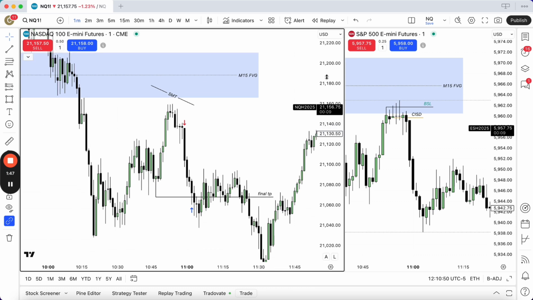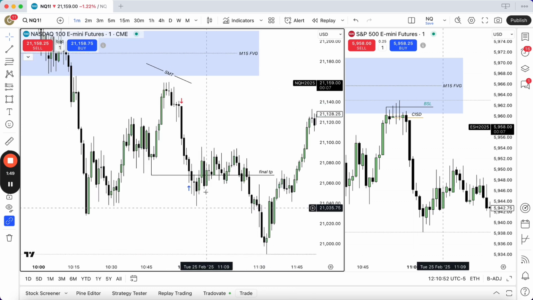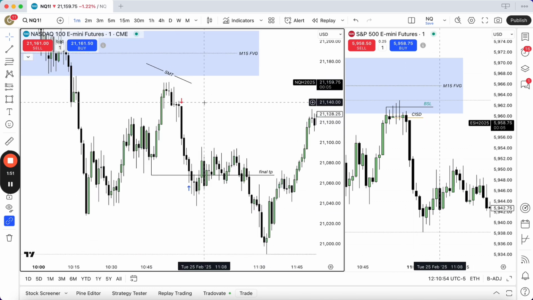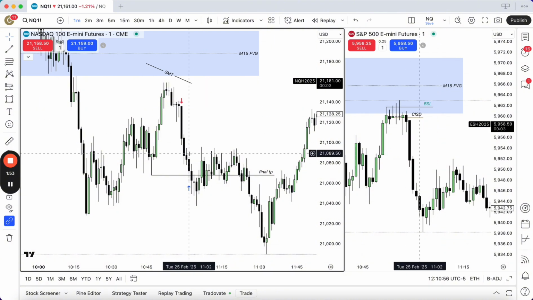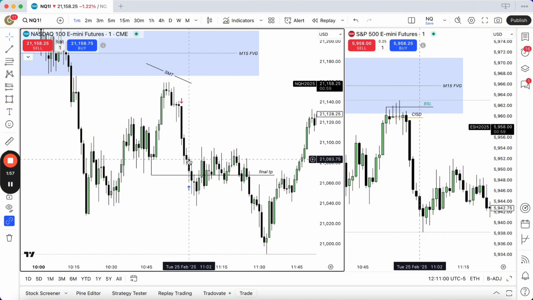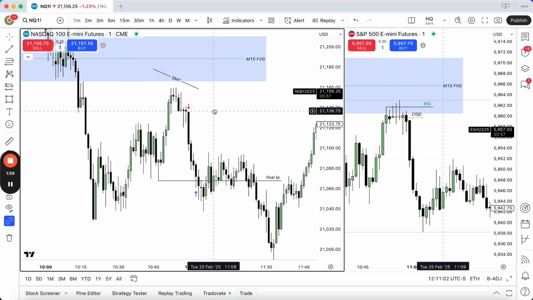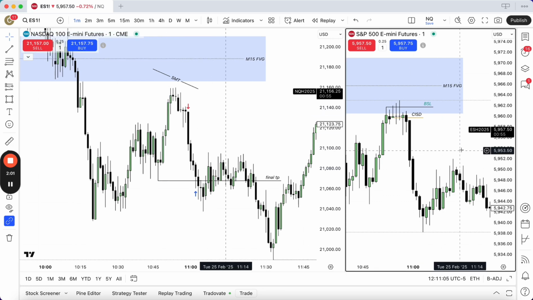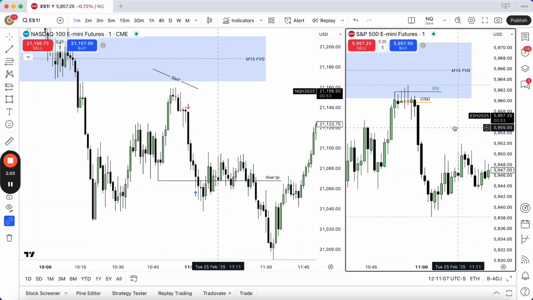Now, if you see NQ right here, these are my executions, just so you see. If you see NQ right here, you'd ask, how did you take this trade, right? The change in state of delivery is all the way down here. How did you get an entry? Well, that's where just some knowledge comes into play.